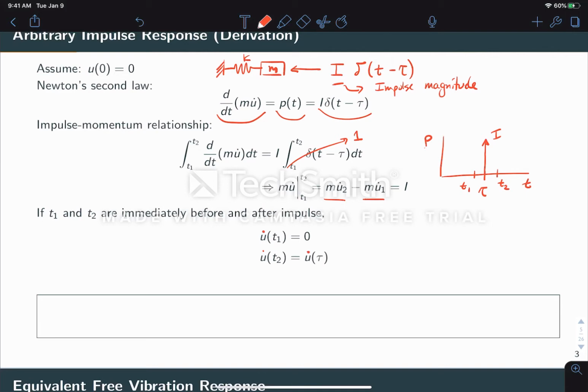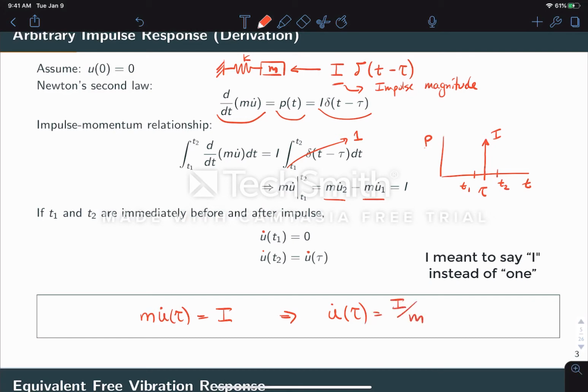And if we plug that in, we get a pretty simple relationship, which is m times u of tau is equal to I, which is 1. And we can simplify that to u at time tau is equal to 1 over m.